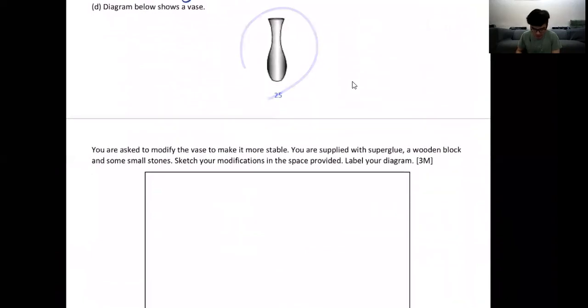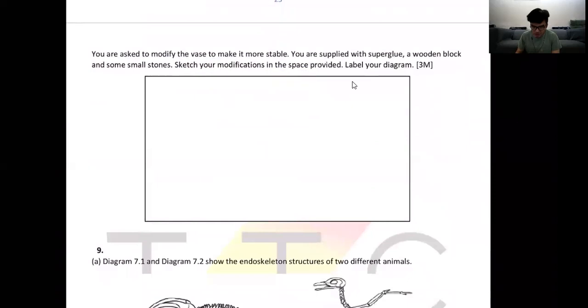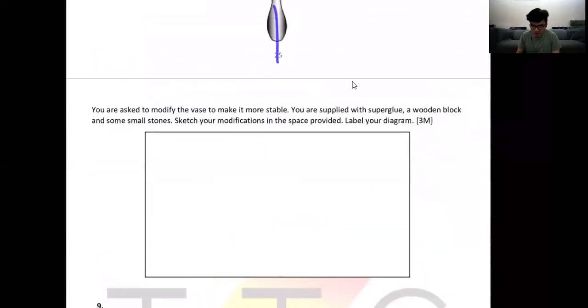So you're asked to modify the base to make it more stable. You're supplied with super glue, a wooden block, and some small stones. Sketch a modification. So how can you do this? How do you lower the center of gravity and how do you make the base area bigger?